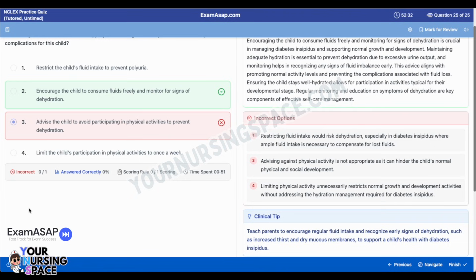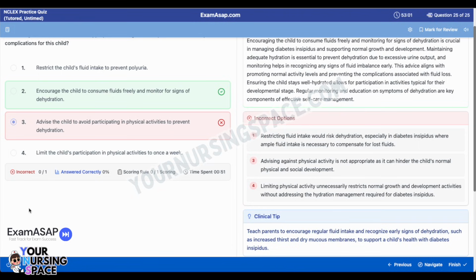Distractor rationales. A. Restricting fluid intake would risk dehydration, especially in diabetes insipidus where ample fluid intake is necessary to compensate for lost fluids. C. Advising against physical activity is not appropriate as it can hinder the child's normal physical and social development. D. Limiting physical activity unnecessarily restricts normal growth and development activities without addressing the hydration management required for diabetes insipidus.